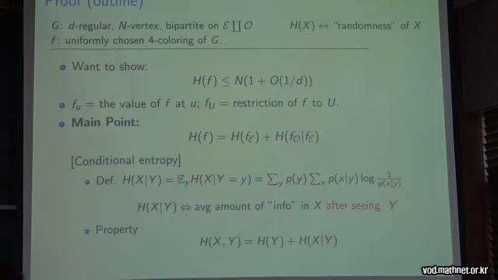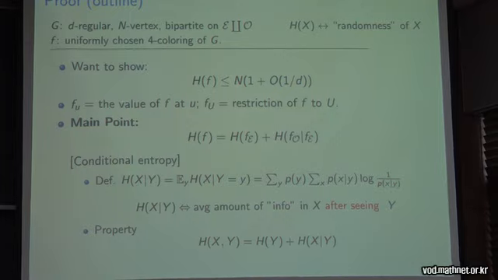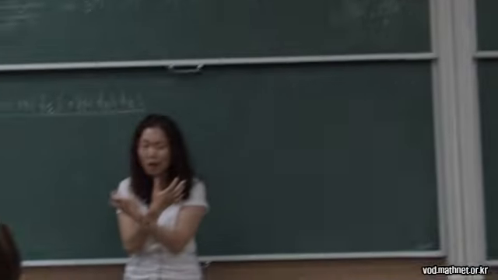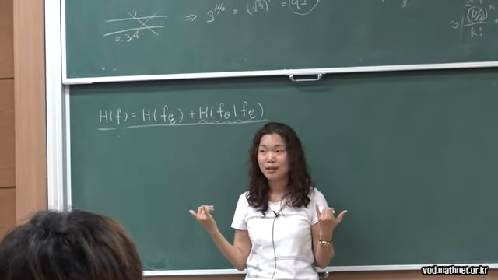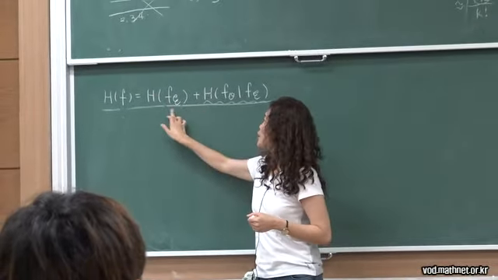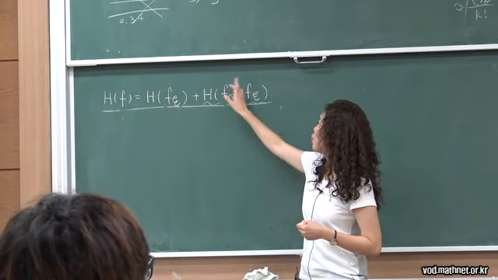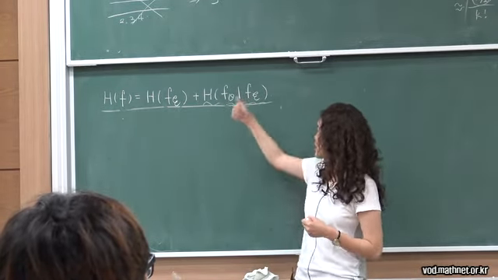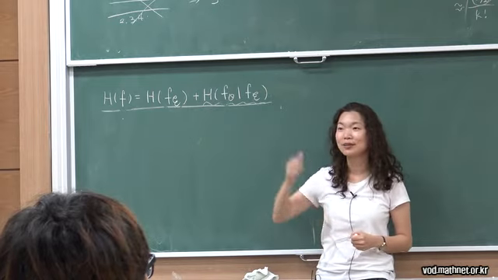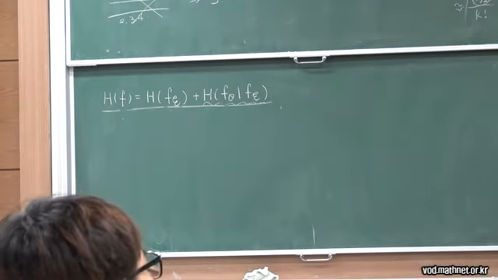But I want to point out that this intuitively makes sense, and we're going to use the interpretation to show you the proof, okay? So what this means is that this is the information about the color of all the vertices, and this is the information about the even vertices, and this is the information about odd vertices after seeing even vertices. So we only used this part.